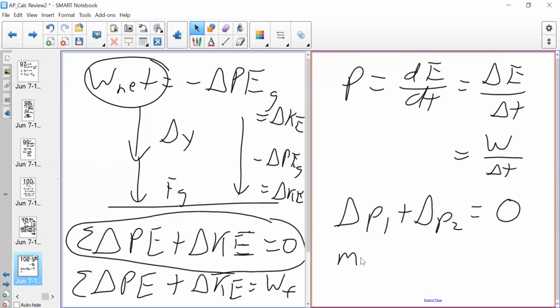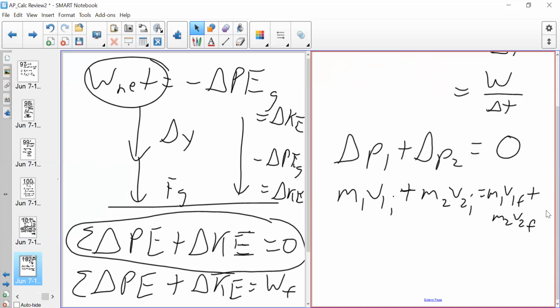Again, I'll just write it up briefly. P2 initial, M1. And that's conserved. Momentum's always conserved. Energy is only conserved in an elastic collision.